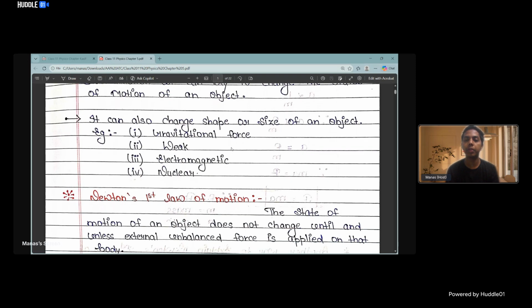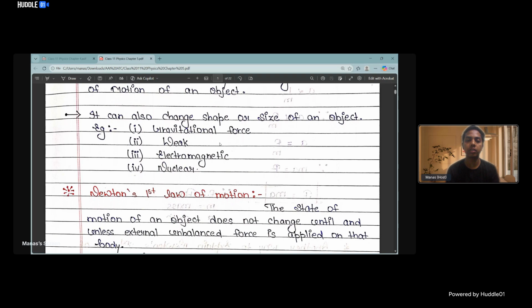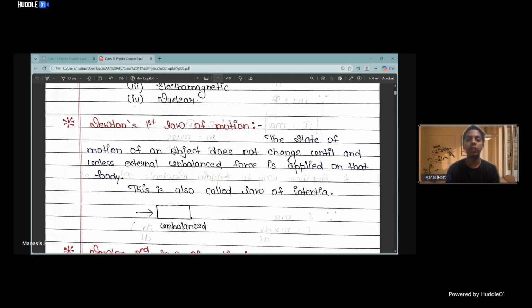There are many forces, but in this chapter we'll mainly focus on contact forces. Some other forces are gravitational force, weak force, electromagnetic force, and nuclear force. So we will discuss that first, and then cover the whole of Newton's laws.